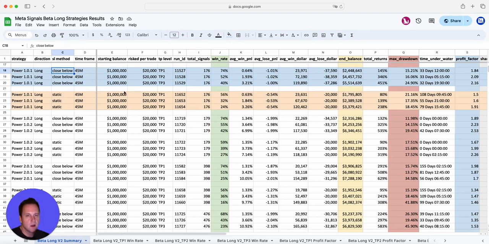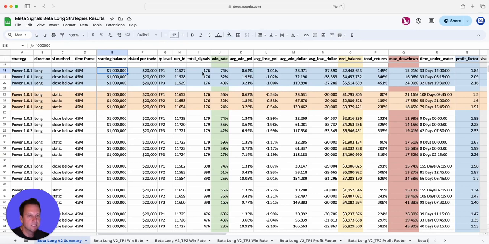All of the data is based on a starting balance of $1 million and a risk per trade of $20,000. If you're not trading a $1 million account, just remove some zeros. $10,000 account, $200 per trade. $1,000 account, $20 risk per trade. The run ID is something that we use internally to keep track of all of this. You can ignore it. It's there for us.